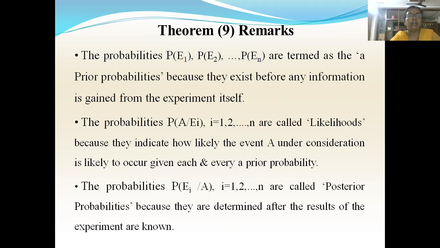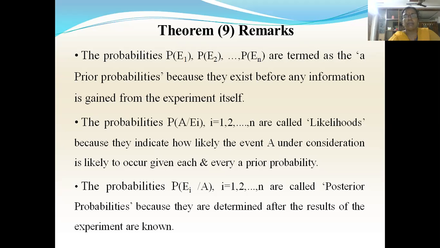So there are certain remarks on this Bayes theorem. Okay, what are those remarks, we'll see. We have seen these probabilities P(E1), P(E2), P(En). All these are termed as a priori probabilities. What are a priori probabilities? All these are termed as a priori probabilities because priori means before.